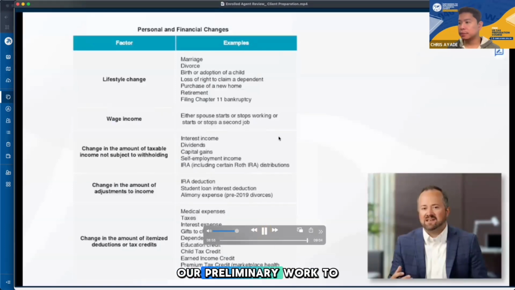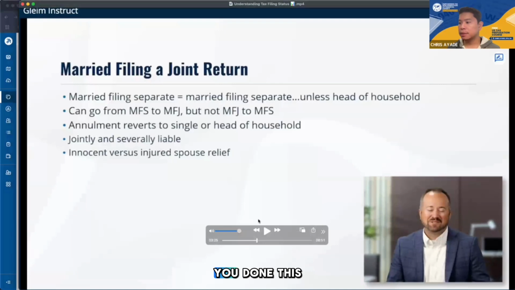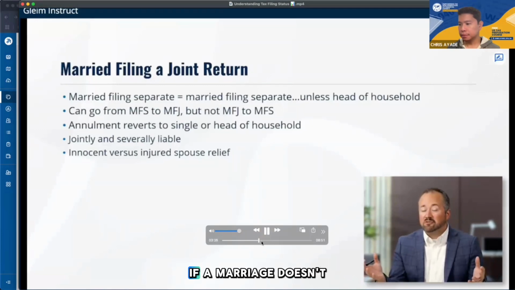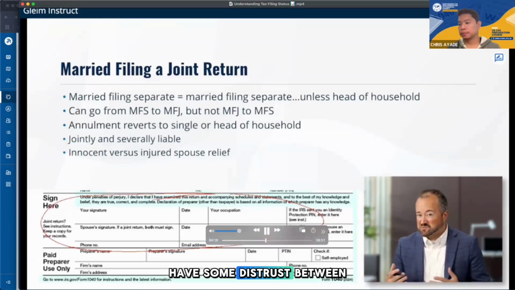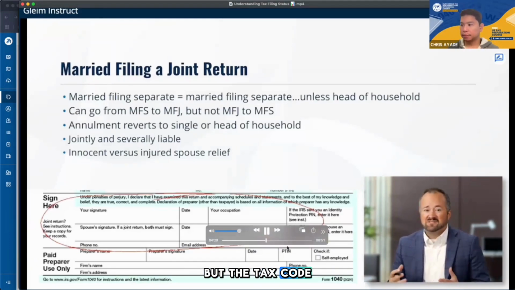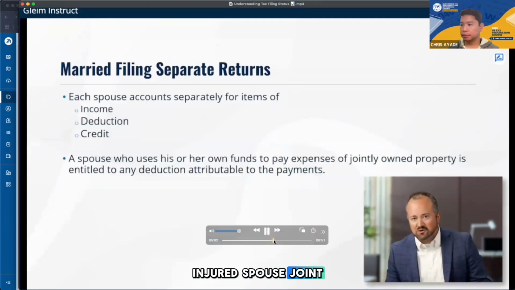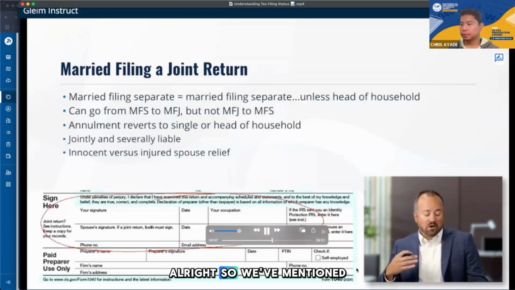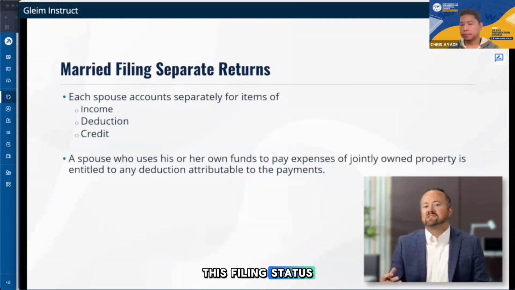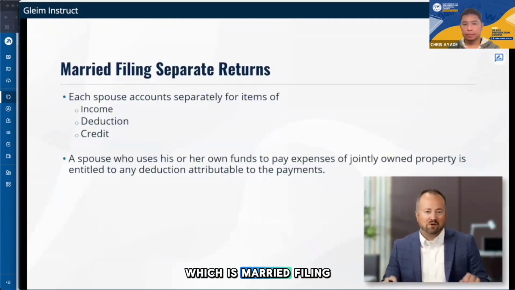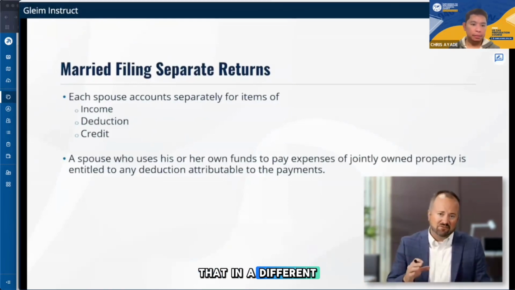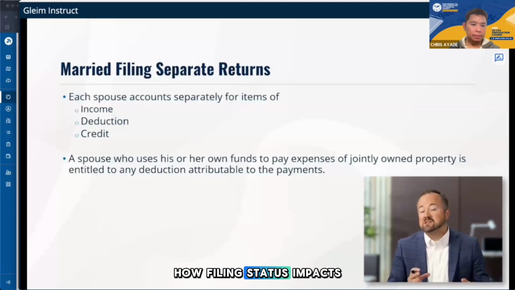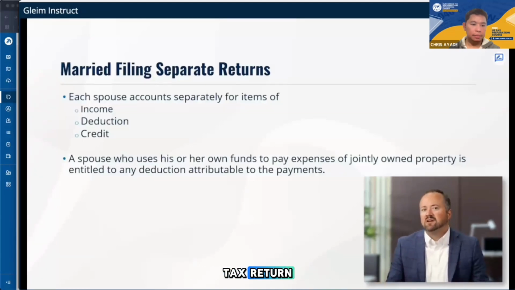Ask as part of our preliminary work to prepare tax. Be done with this. Cover head of household filing status too. The other way around. If a marriage doesn't just mean filing together, scary proposition if you have some distrust between spouses, but the tax code does have some relief. Injured spouse joint, which is married filing. All right, so we've mentioned this filing status alternative to married filing joint, which is married filing separate. So we'll learn about that in a different study unit, how filing status impacts various aspects of the tax return.